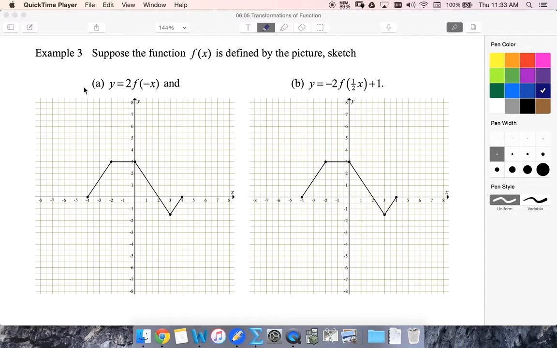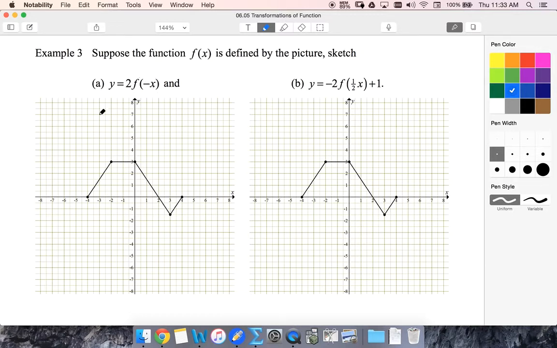And once again, we're looking at functions that aren't defined, like we don't know what the equation of this function is, but we have the picture. So we're going to apply these transformations. In this first one, we're going to double the y values. And then this one is going to reflect over the y-axis.